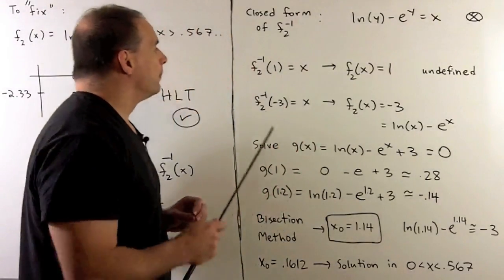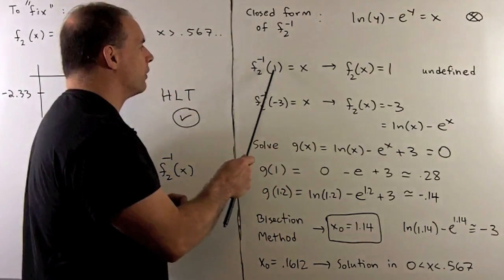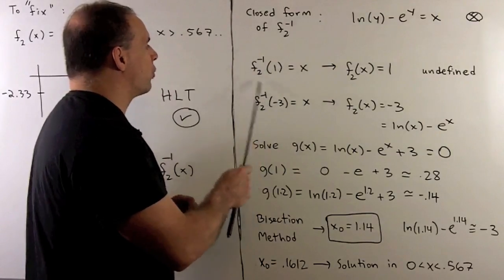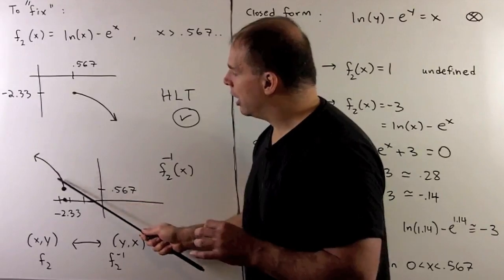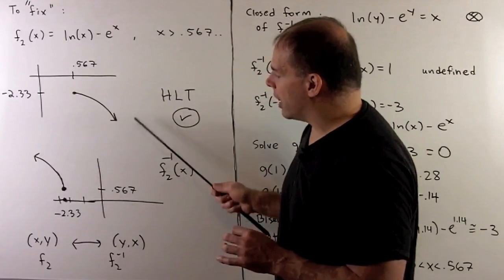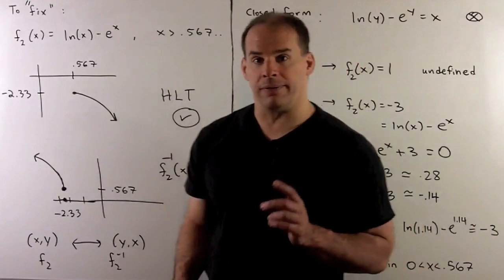Another way to see that, if I look at f2 inverse of 1, well, I could just look at the graph of f2 inverse. So here, at the point 1, we're never going to cut through the graph. So again, we're undefined.